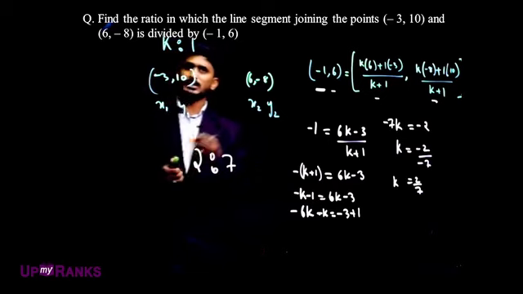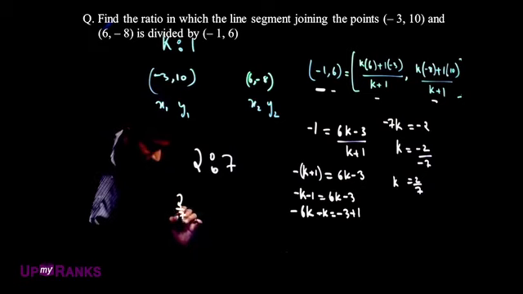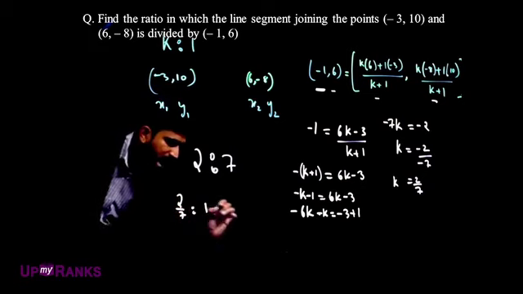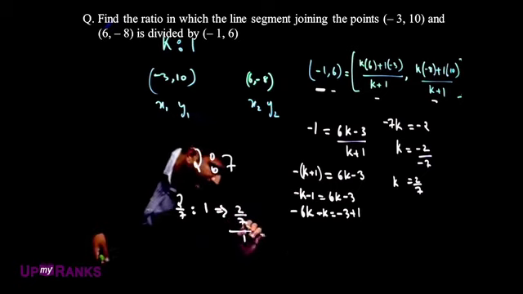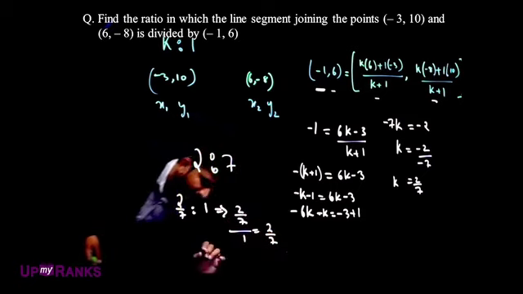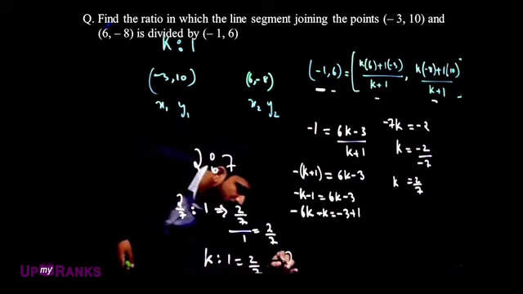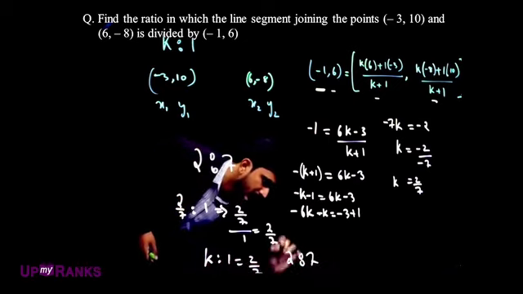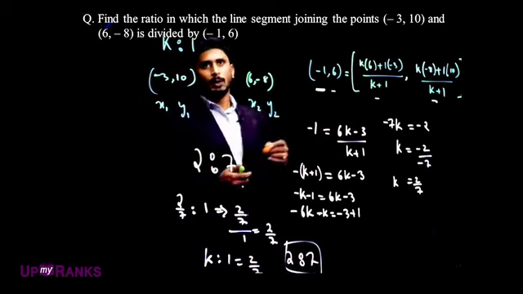So you can see it this way also: k is equal to 2 by 7 is to 1, which is nothing but 2 by 7 whole divided by 1, which means 2 by 7. Which means k is to 1 is equal to 2 by 7, which means the given ratio is nothing but 2 is to 7. I hope it was clear.